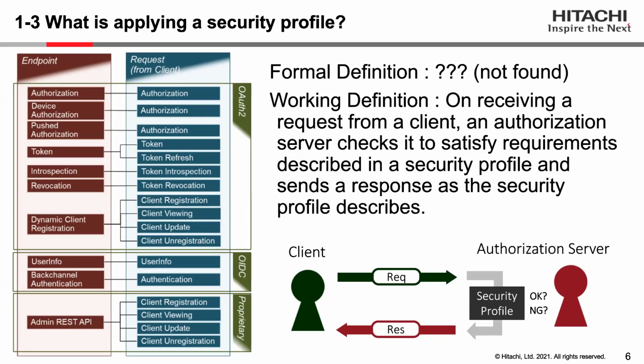And next, what is applying a security profile? I've also not yet found a formal definition for it. So therefore, today I would like to put a working definition for only this talk. On receiving the request from the client, the OAuth server checks this request content to find out whether it satisfies the requirements by the security profile and sends back to the client the response as the security profile describes.